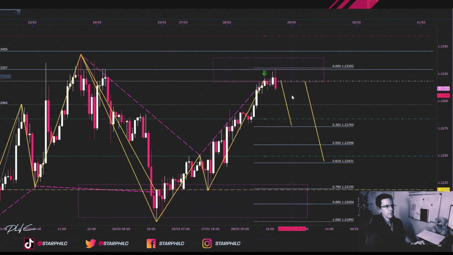Anything can happen from here. We have our stops above our X point, looking left. So that's correct. Stops are in the right place and targets are in the right place.